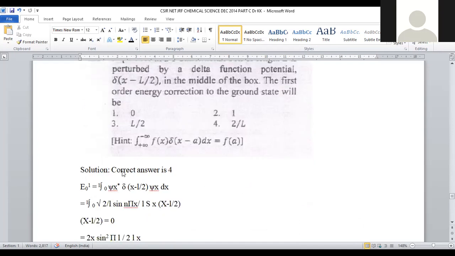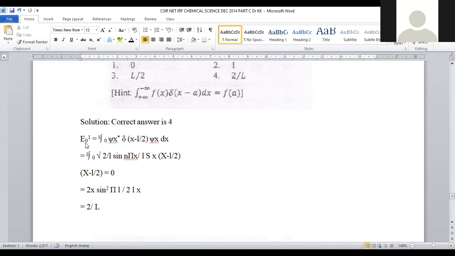Here, one hint is given: the integration limit from minus infinity to plus infinity was taken. The integral of f(x) delta(x minus a) dx is equal to f(a). This will be the relation between function x and function a. So here the energy of the ground state is given by the integration from 0 to L of psi x star, delta x minus L by 2, psi x, dx.